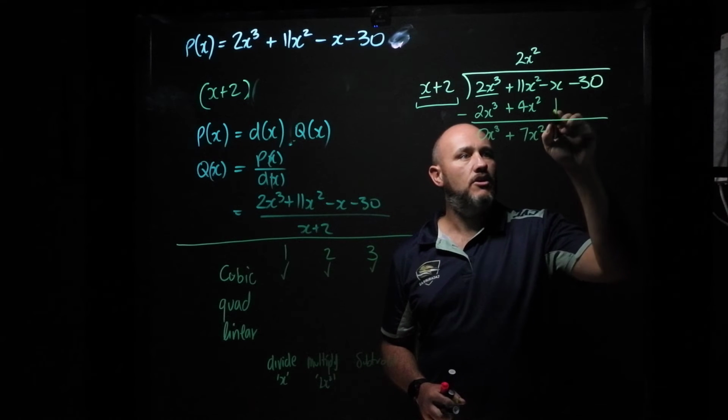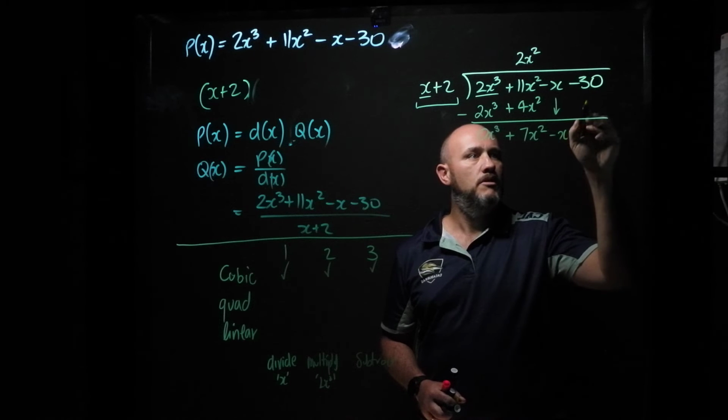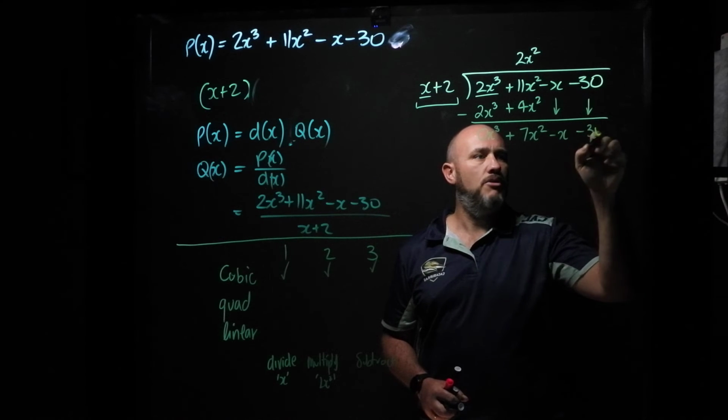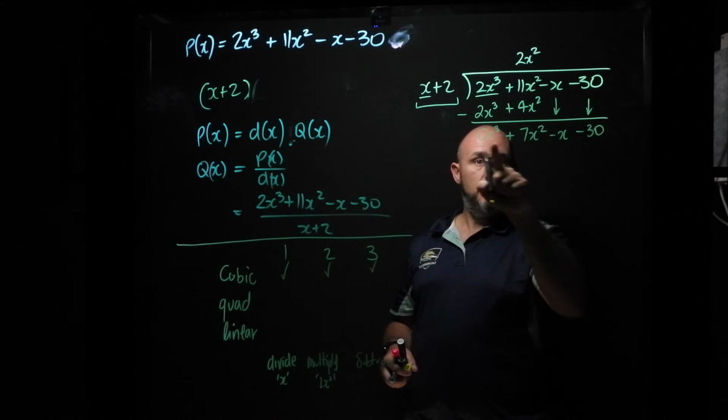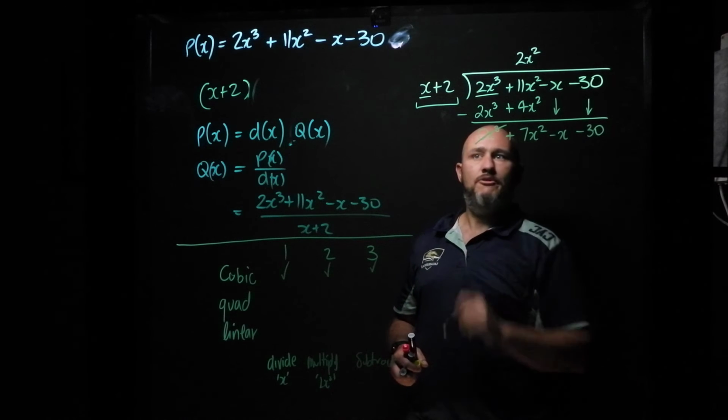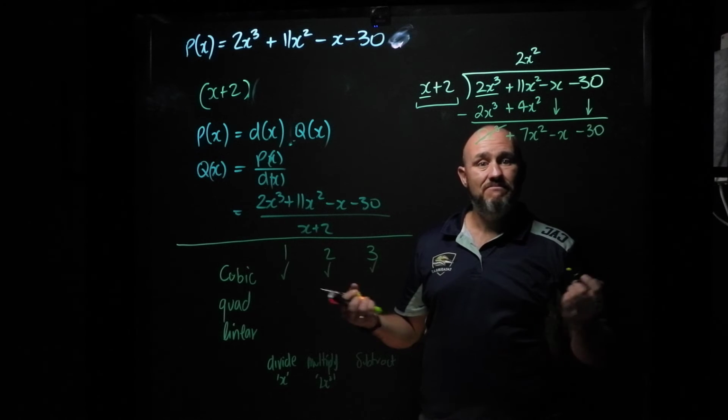And to set up for my next line, I bring down my next term, or I can bring down both. I'm going to bring down both. It's a little bit cleaner to me, but you don't have to do that. And we're on to the quadratic. You see, this cubic's gone, now we're at the quadratic. And we just repeat. Easy.